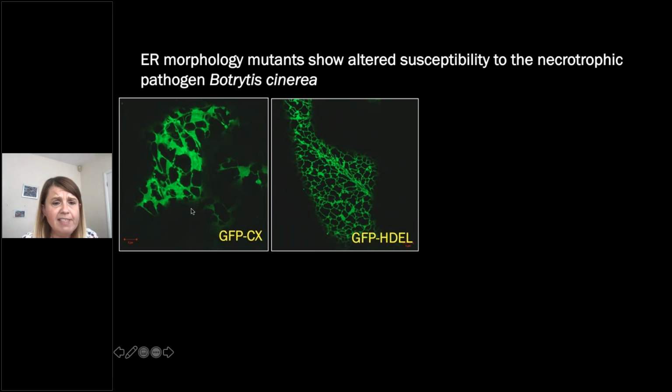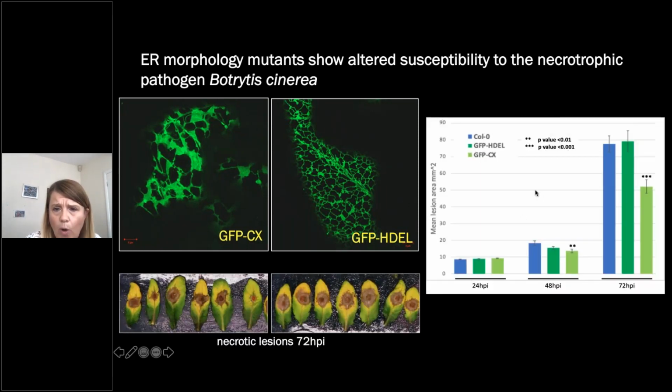And when we overexpress calnexin, we see that the ER mainly exists in cisternal form. And then what we did with these two lines was we drop inoculated them with botrytis spores. Botrytis is a necrotrophic fungus, and then we measured the development of lesions over the next 72 hours. What we quite clearly saw is after 48 hours, but even more so after 72 hours, there was a significant decrease in lesion area in the calnexin mutant.